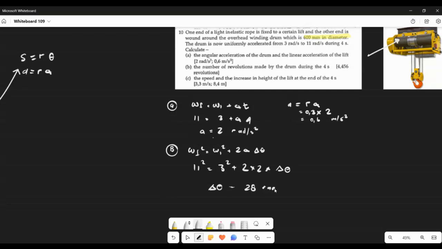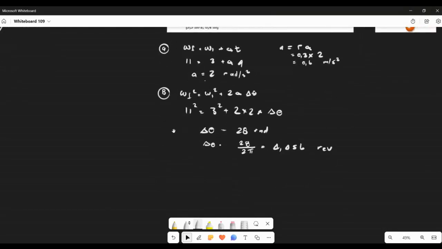And if you recall, to get revolutions, we have to say 28 divided by 2 pi, I believe. And that'll give us the amount of revolutions. Let's see if you're correct. That's 28 divided by 2 pi, and you should get a value of 4.456. All right, fantastic. So it rotated around 4.5 times. No, for sure, it's definitely 28. I'm not sure what you've done. Okay, everyone content with that one?